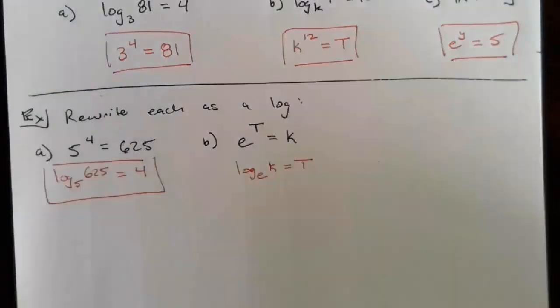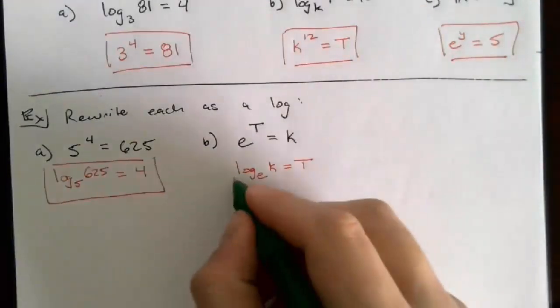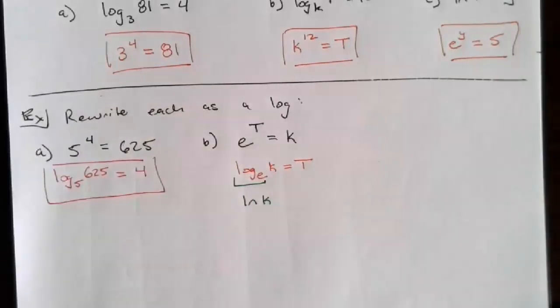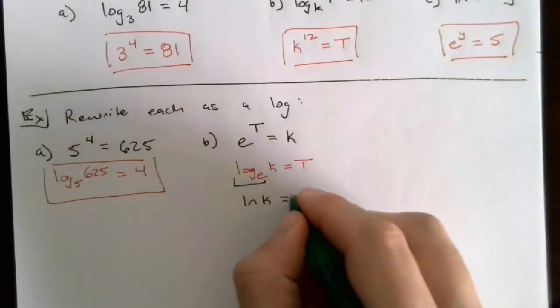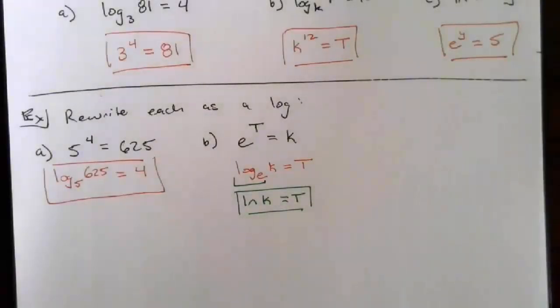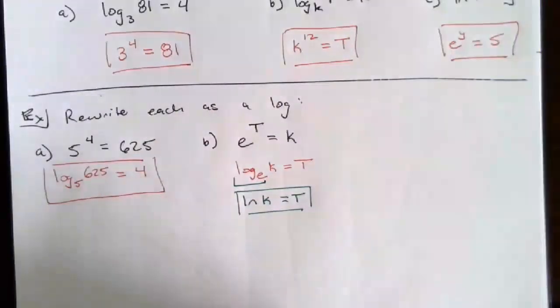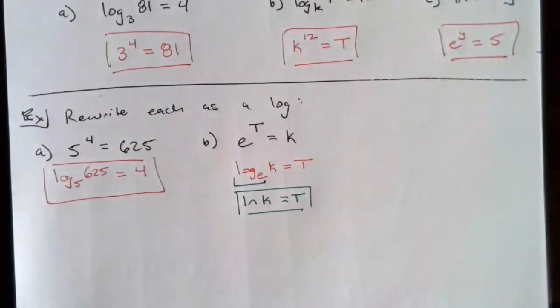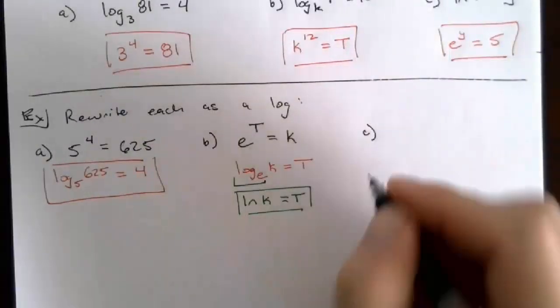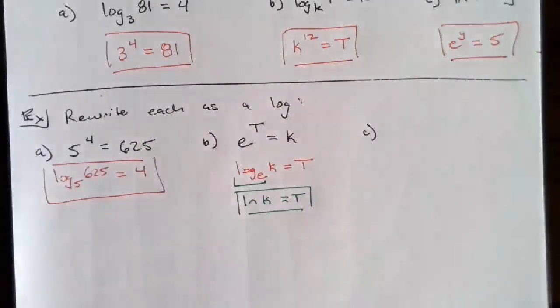Now, this is fine and good, but when we say log base e, we usually write ln. All right, so ln of k equals t. And that's really how you want to write it. Don't leave it as log base e. There's a natural log button on your calculator. That's one of the reasons why you want to write it as ln. The other reason is because it's just mathematically sound. But know that log base e is always natural log.